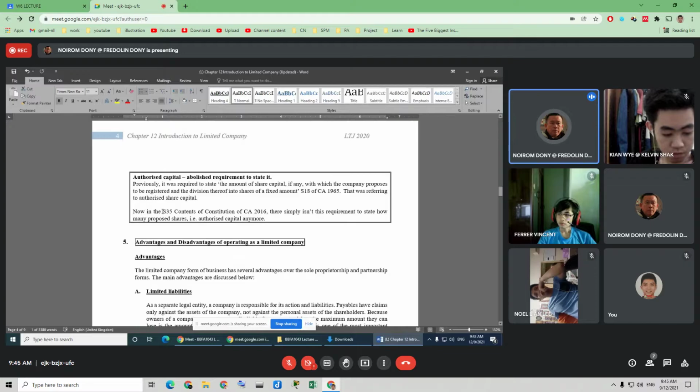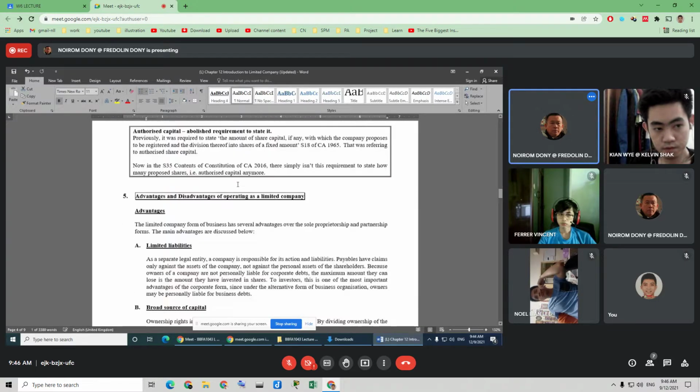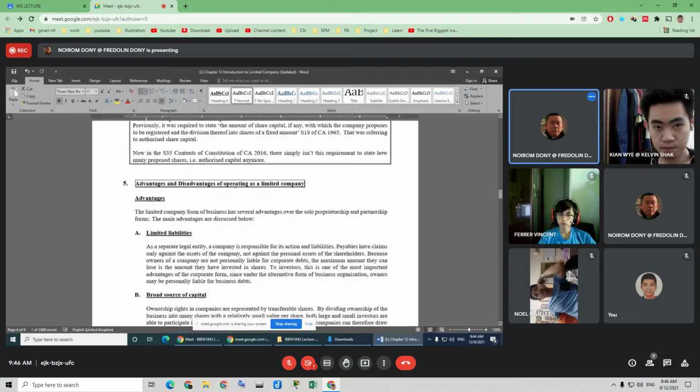But now in Section 35, Content of Constitution, Companies Act 2016, there simply isn't this requirement to state how many proposed shares, the authorized share capital, anymore. So it's no longer needed to be stated in the statement of financial position, because of the requirement under Section 35 of the Companies Act 2016.